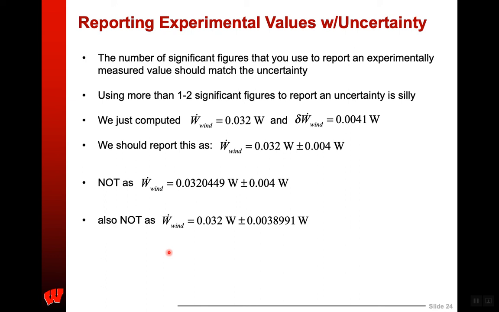When we write this stuff down, this kind of goes back to the Grand Canyon story. I know my power is 0.032 watts, and the uncertainty is 0.004 watts. A better way to write this would be 32 milliwatts plus or minus 4 milliwatts, right? So 0.032 plus or minus 0.004. Some of you will write this. Please don't be the person to write this.